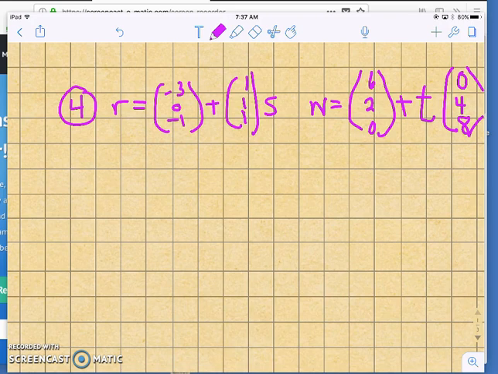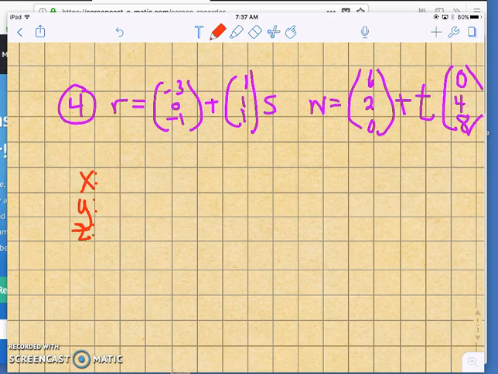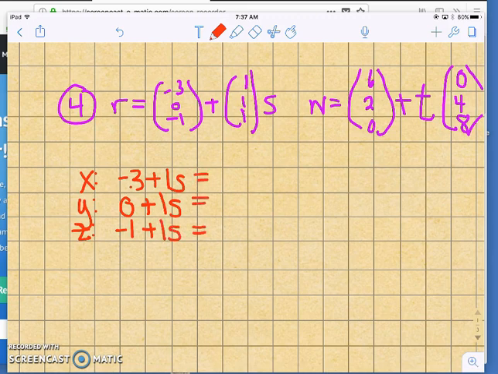All right, so instead of just two components, we have three. We have x, y, and z. But we can write those out. We got negative 3 plus 1s, 0 plus 1s, negative 1 plus 1s, and then we have 6 plus 0t, 2 plus 4t, 0 plus 8t.